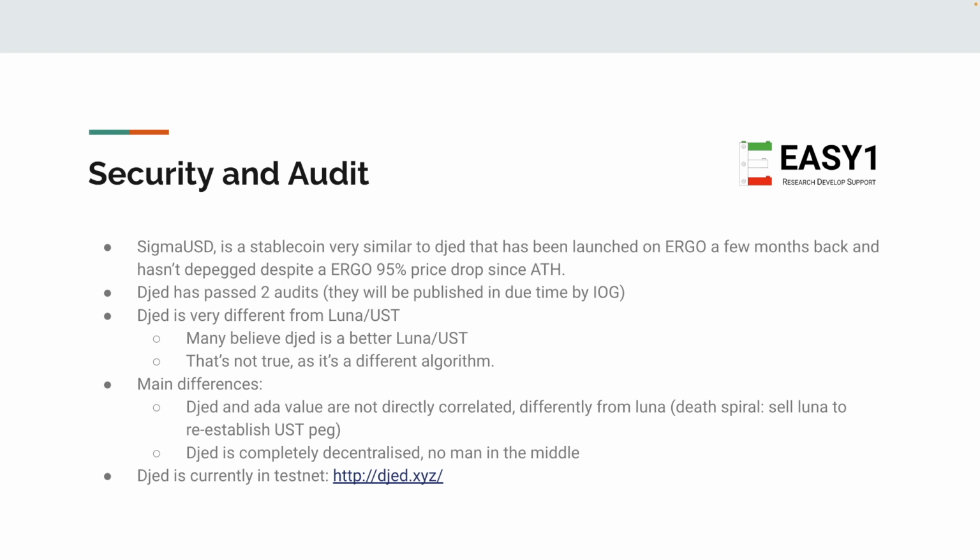First thing to mention is that a cousin of Djed called SigmaUSD, a stablecoin that is really similar to Djed, has been running on ERGO for the past few months. ERGO, I think, is the token that is part of the collateral in the reserve, and has had a 95% price drop since its all-time high. This obviously happened over several months, but the peg of SigmaUSD hasn't been lost. So this is really promising for Djed. Obviously, we hope that this is going to stay the same.